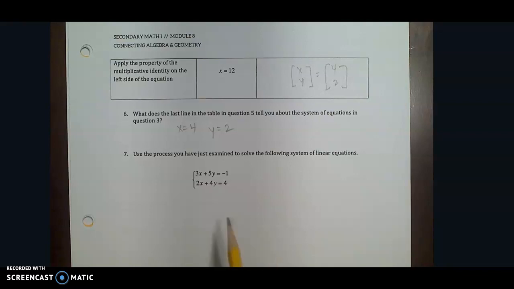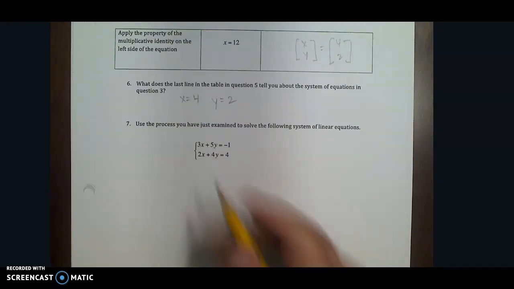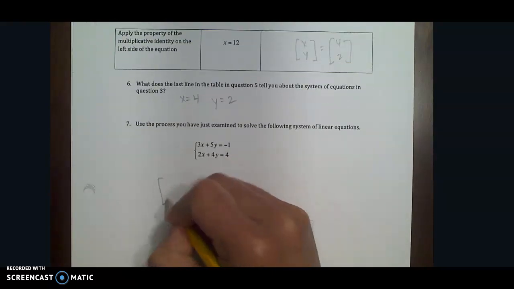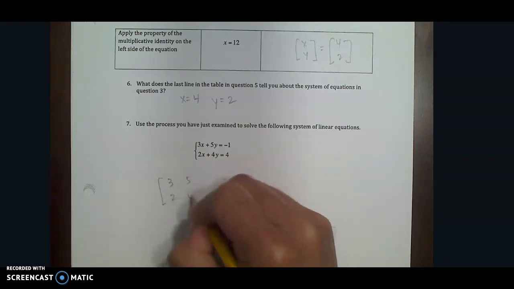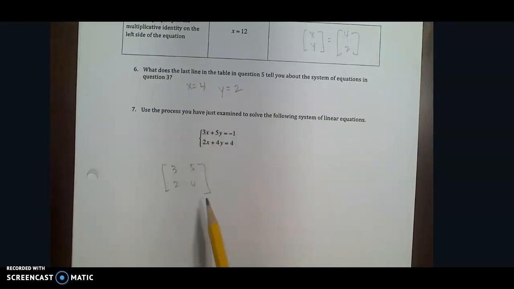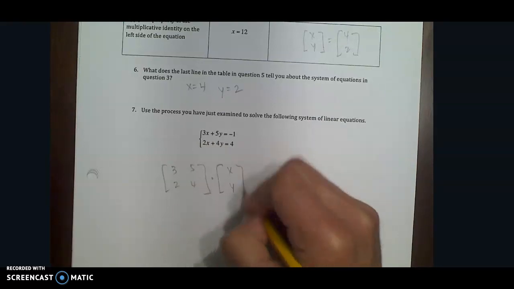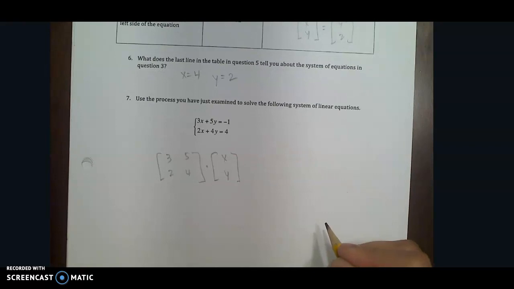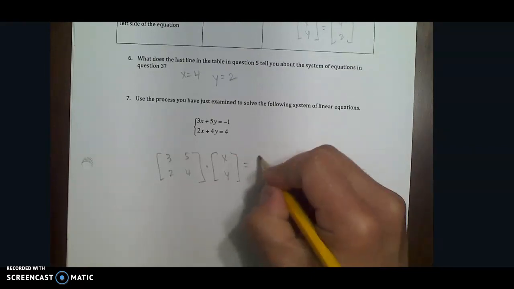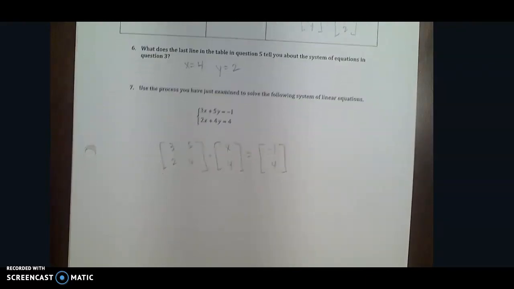We're going to finish by going over problem number 7. We're going to solve this system using matrices. We set it up with our coefficient matrix: first equation, there are the coefficients; second equation, there are the coefficients. We multiply that by our variable matrix, written as a column, and that equals our solution matrix. So that's the setup.